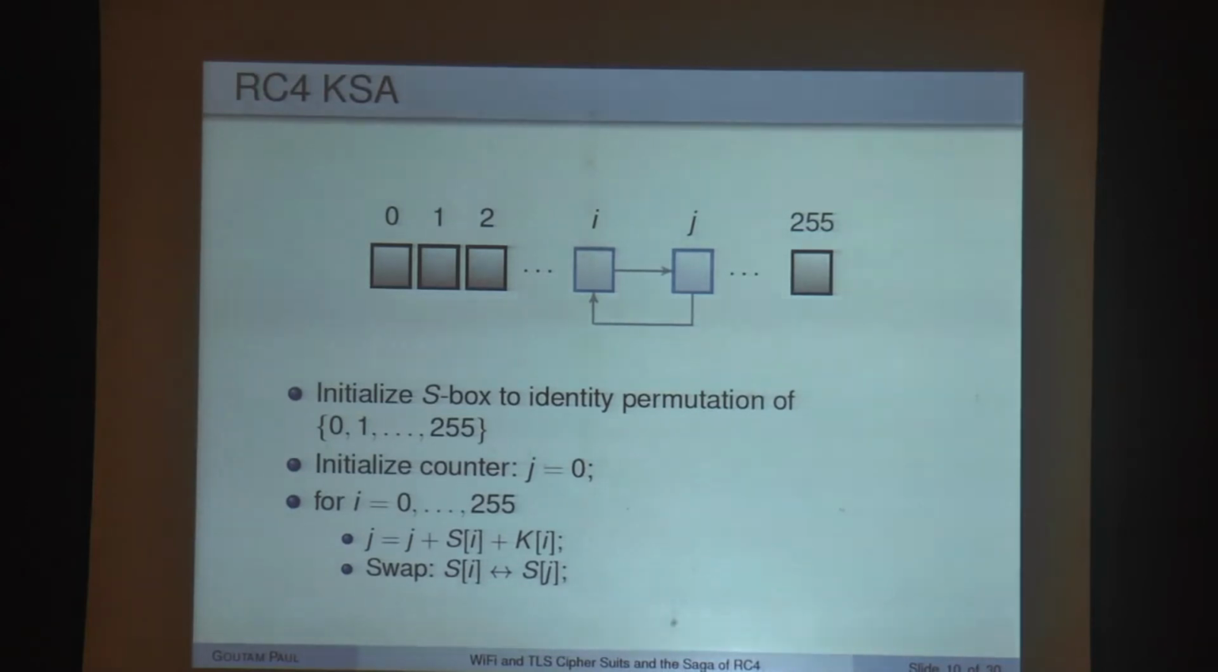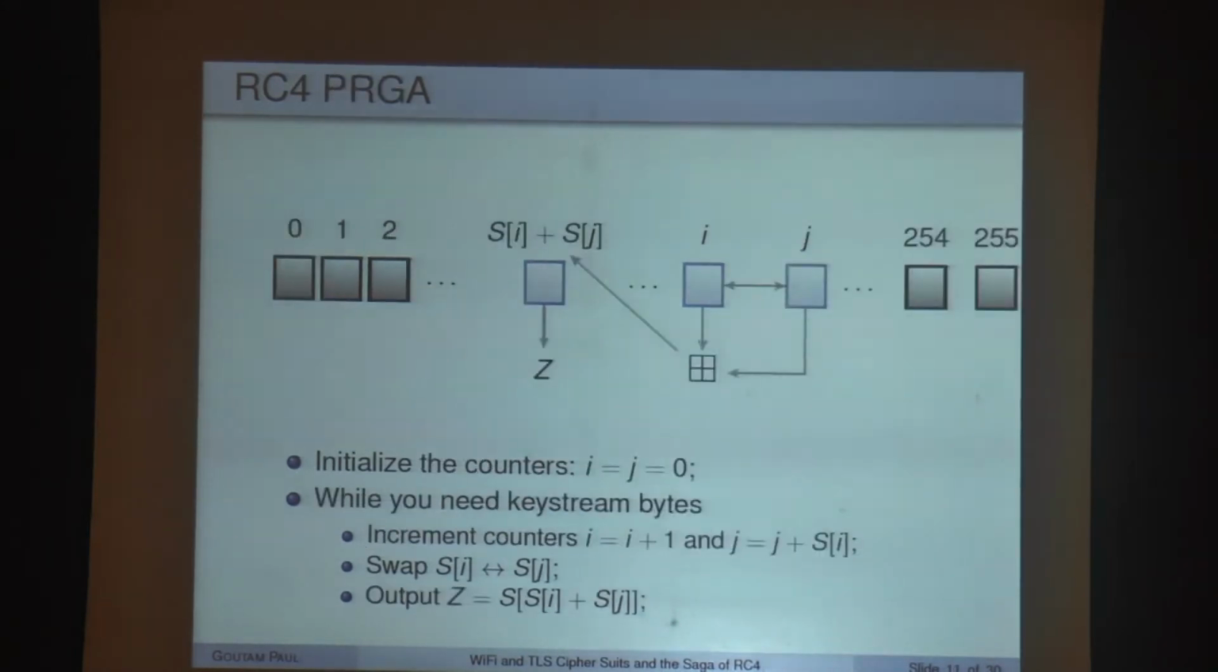Now the next part of the algorithm does not use the secret key at all. Whatever randomness was in the secret key has been embedded into the state. Now this scrambled state will be used in the next phase for the actual encryption. That is called the pseudo-random generation algorithm.